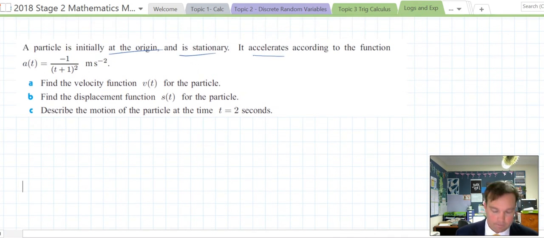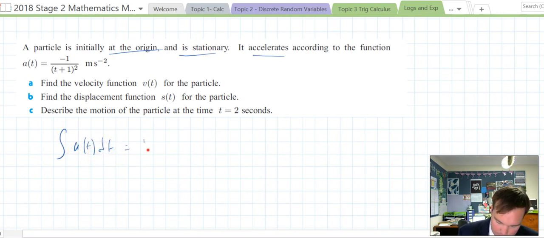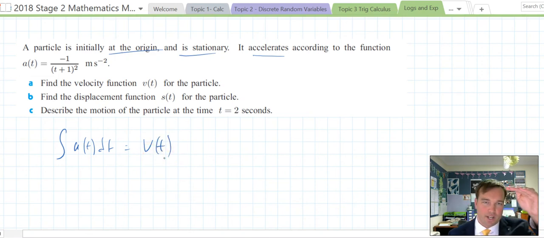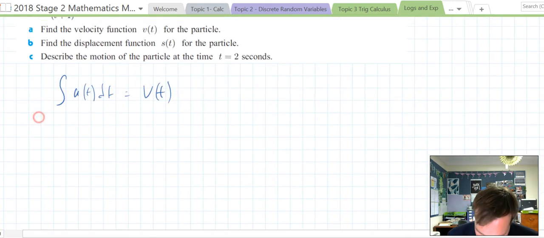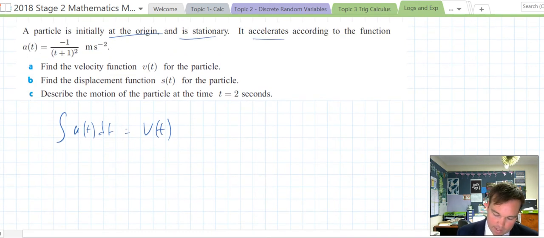Starting this one again, the integral of a of t dt is equal to v of t. Make sure you're going the right way. Differentiating goes from displacement, velocity, acceleration, so you got to integrate going back. It's easy enough to do, the mistake. Alright, so we need to integrate this. Integrating this is not too bad.